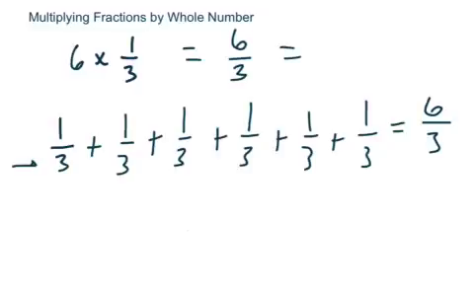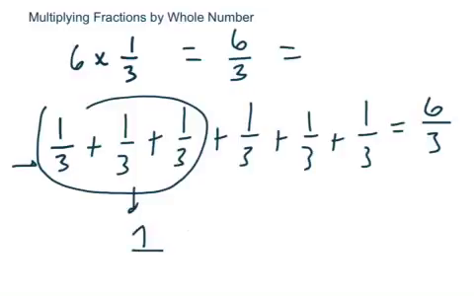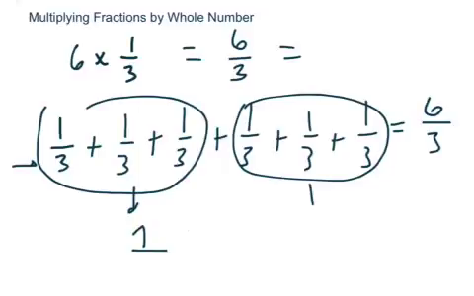Or we could say 1/3, 1/3, and 1/3 is 1 whole. And then these thirds here, 1/3 plus 1/3 is another 1 whole. And we get the answer of 2. So 6 times 1/3 is 6/3, or 2. It's all the same thing.